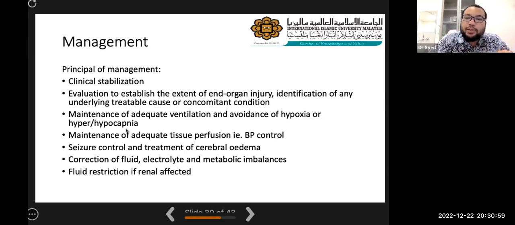Adequate tissue perfusion, make sure the BP is optimized. Many of the times in babies with hypoxic ischemic encephalopathy, we may need inotropic support, especially if the baby then needs cooling therapy.